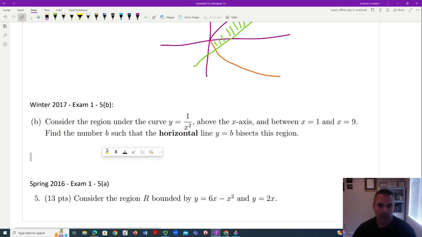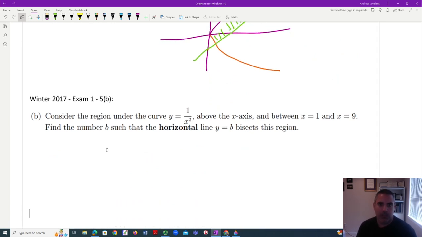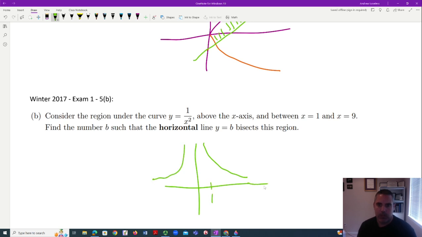Okay, we have this one, hyperbola. So the very first thing I would draw is this and this. It mentions 1 and 9. So I plug in a 1, this is 1. I plug in a 9, this is 1 over 81. Done.